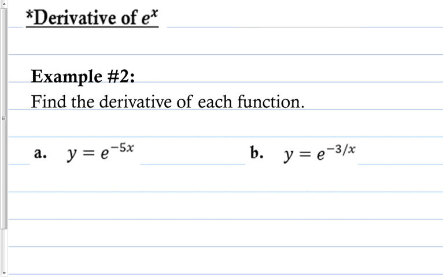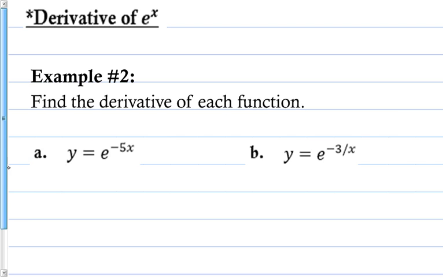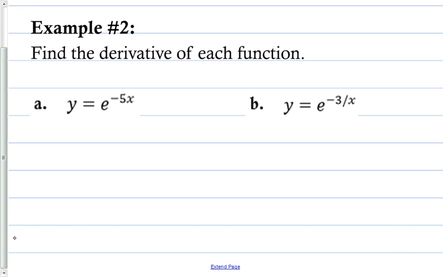Okay, so example 2, find the derivative of each function. So here we're deriving e to the x, right? So a is y equals e to the negative 5x power. So y prime is going to equal the function itself, e to the negative 5x power, times the derivative of the exponent. Okay, it's kind of like a chain rule a little.